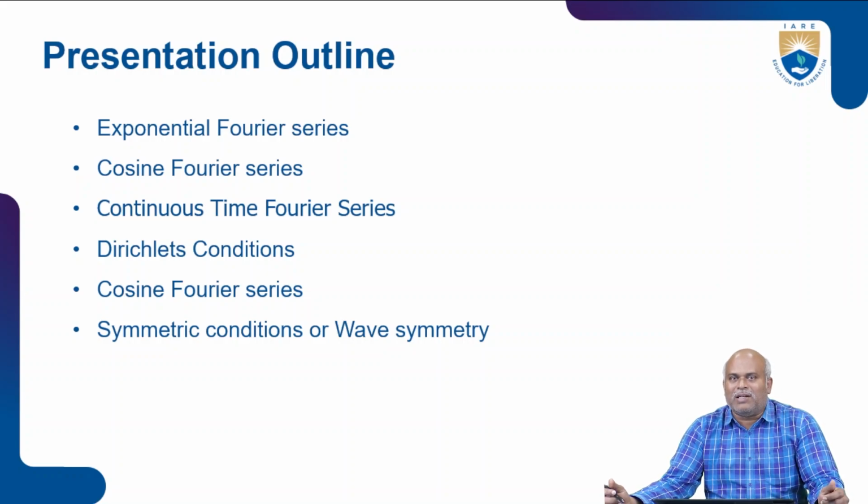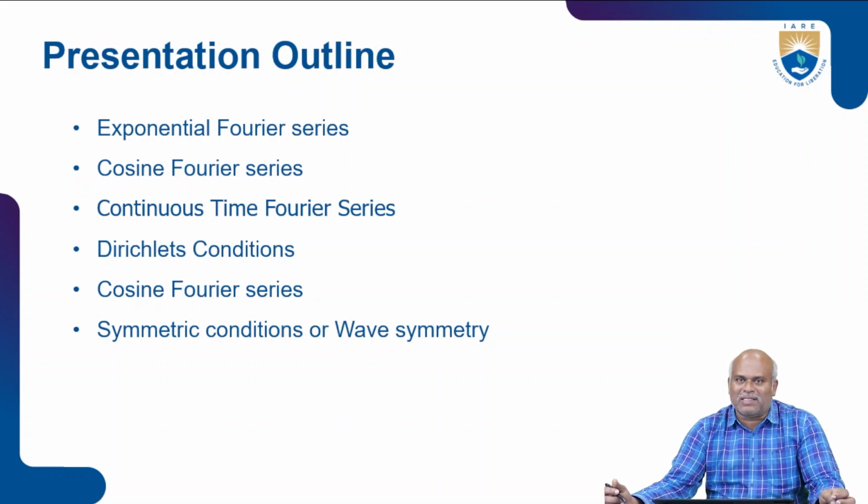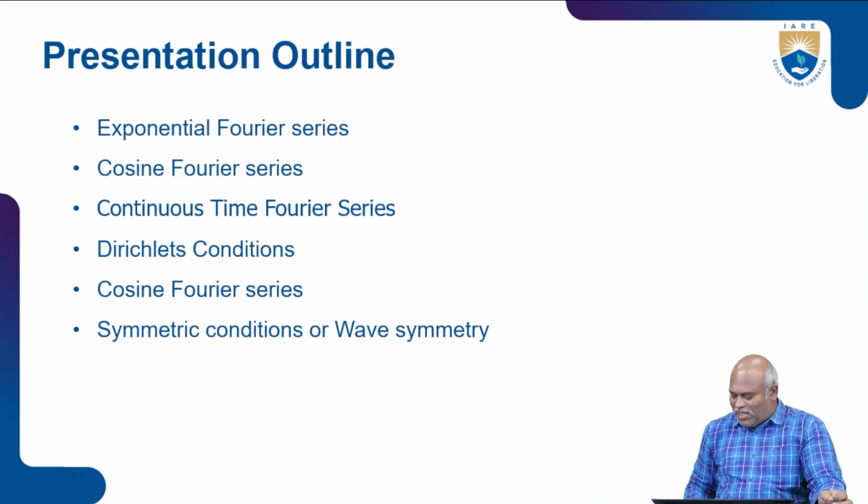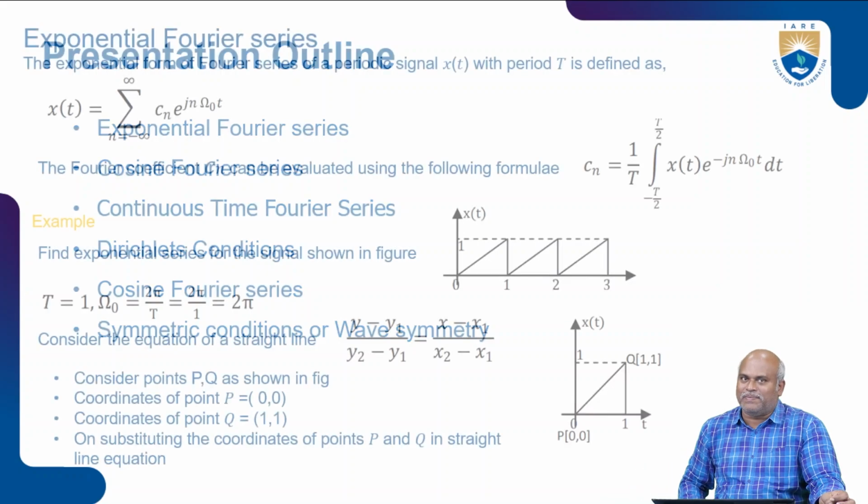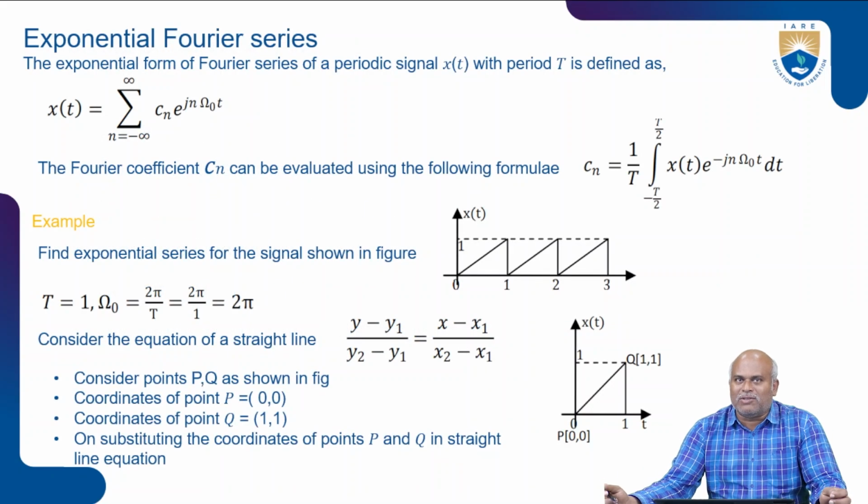Here I represent the two types of cosine Fourier series. One is represented as the symmetrical condition, as well as the anti-symmetric condition. We will study both conditions here. First, we must go for the exponential Fourier series.